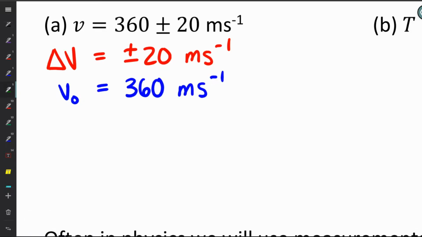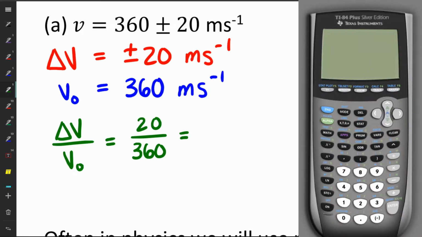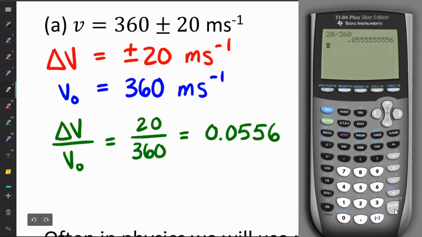Now we're going to calculate the fractional uncertainty. The fractional uncertainty is just the absolute error divided by the best estimate. The absolute error was 20 divided by the best estimate, which is 360. And this will give us the fractional uncertainty. Let's grab a calculator and throw these numbers in. Now that I look at it, we probably didn't need a calculator, but just to be sure, 20 divided by 360 gives us 0.055555, so 0.0556. That's the fractional uncertainty.